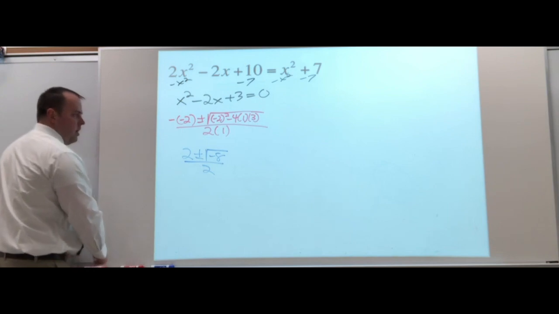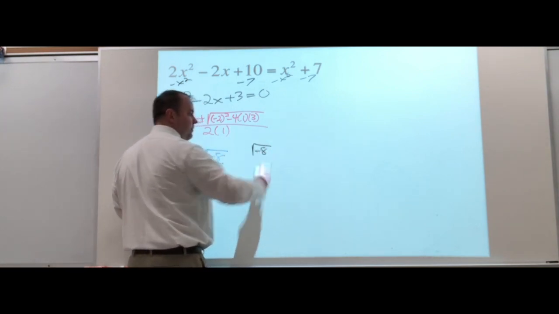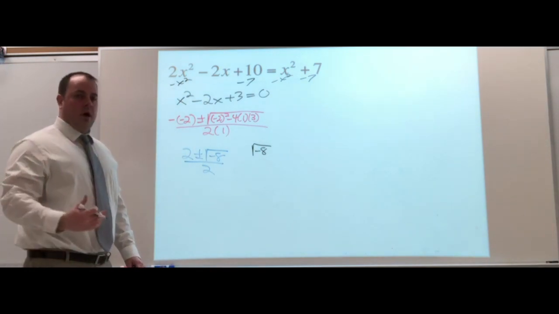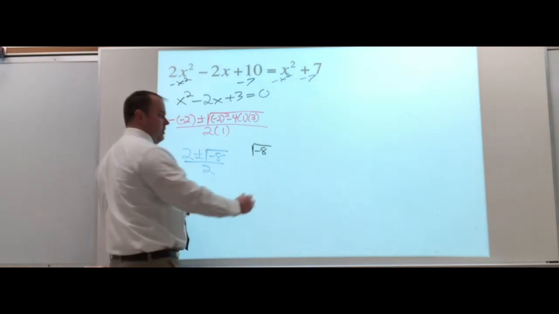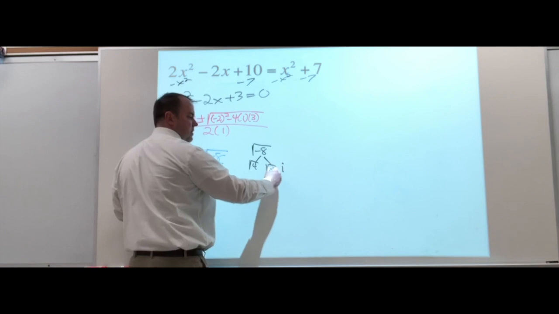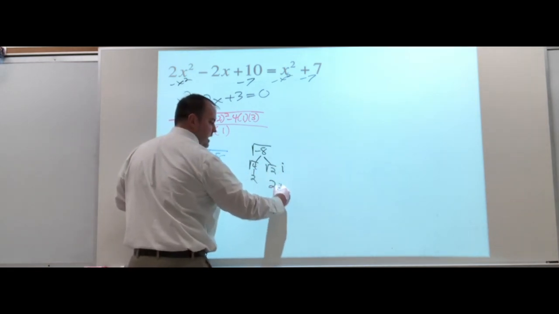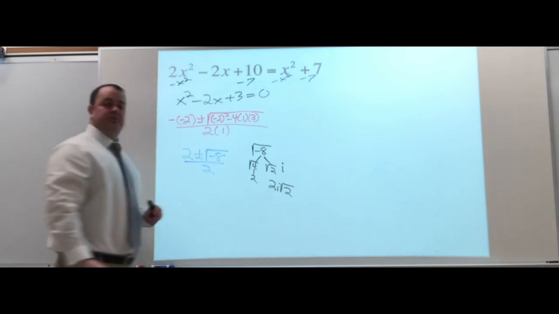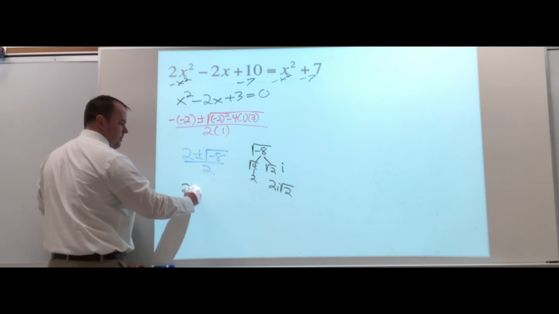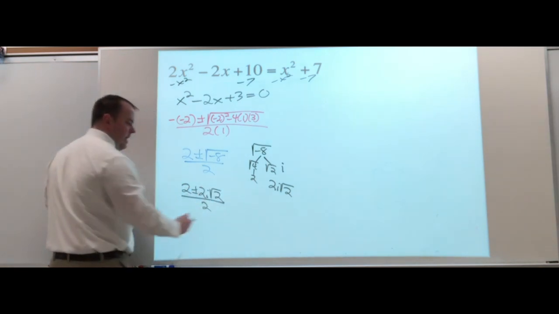Now, just like before, I went to the side and did my radical, doing the same thing here. Square root of negative 8. It's a negative, so as before, we're going to have some imaginary numbers to deal with. So we know there's going to be an i involved. Factor tree, square root of 4, square root of 2. The square root of 4 goes to 2. 2i square root of 2 is square root of negative 8 simplified. So I'm going to rewrite this: 2 plus minus 2i square root of 2 divided by 2.